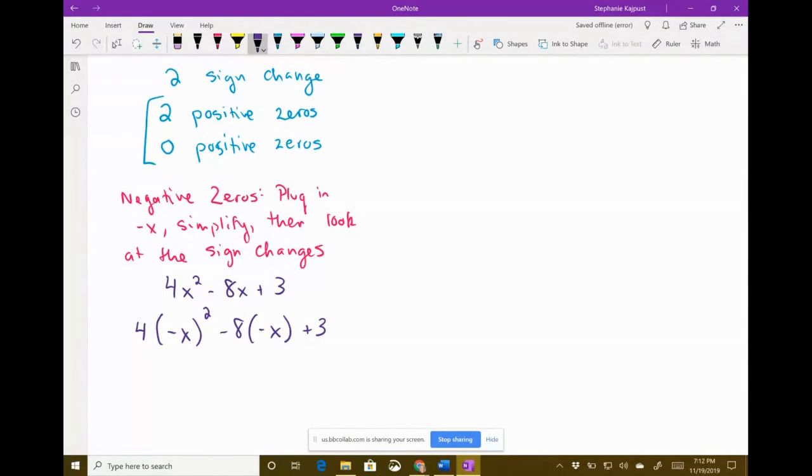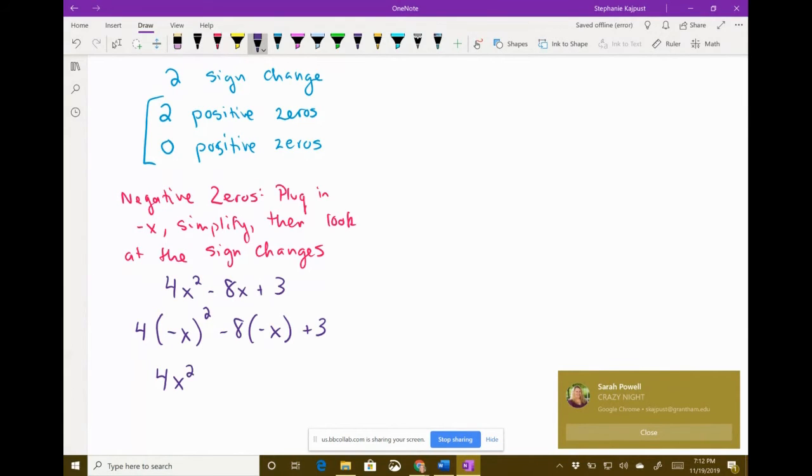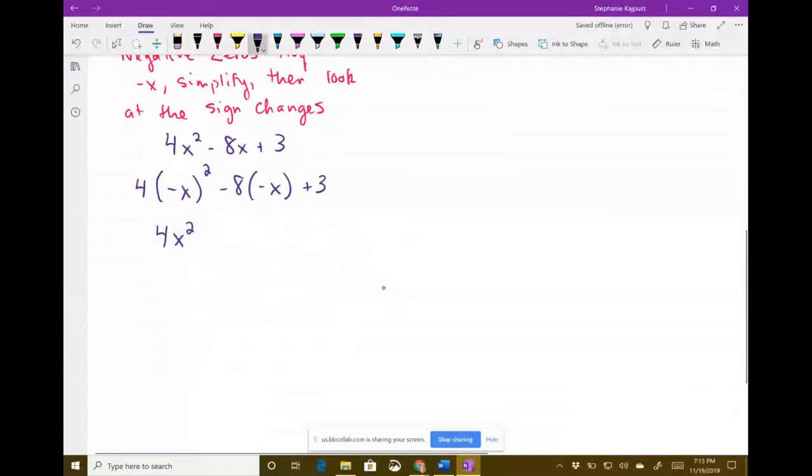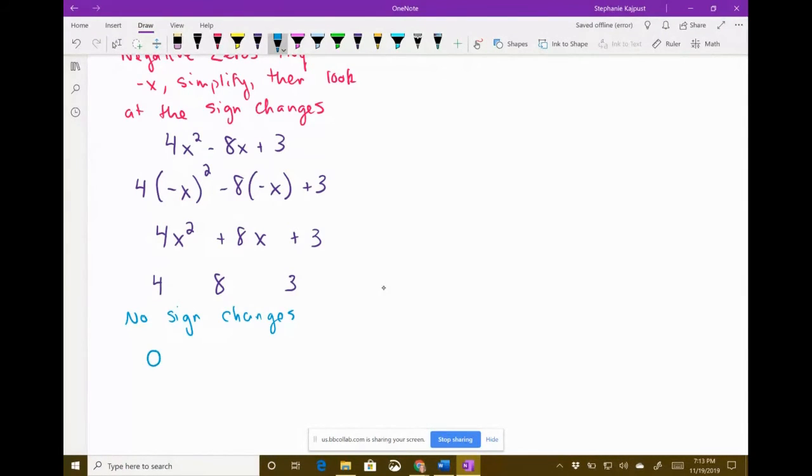So if I have negative x squared, when you square a negative, you always get a positive. So basically that negative disappears. So that just stays as a 4. We don't change our sign there. When we have the negative 8 times a negative x, that one changes sign. So now we have a plus 8x. And then we have a plus 3. So now I just want to look at the coefficients, 4, 8, and 3. All of these are positive, so we don't change sign at all. There are no sign changes. And so if there are no sign changes, that means there are 0 negative zeros.